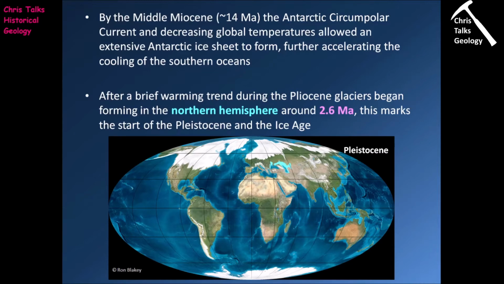Now, after a brief warming trend that's seen in the Pliocene, we begin to see glaciers forming in the northern hemisphere around 2.8 million years ago, and this marks the start of the Pleistocene and obviously the onset of the most recent ice age. And we can actually see a picture here showing you the predicted extent of the northern ice sheets during the Pleistocene. We can see that obviously all of Canada's under ice, a good amount of the northern states of the US. We can see obviously Scandinavia, and a large amount of northern Europe is under ice, and we can also see a substantial portion of Asia is also under very, very thick ice sheets by the Pleistocene.